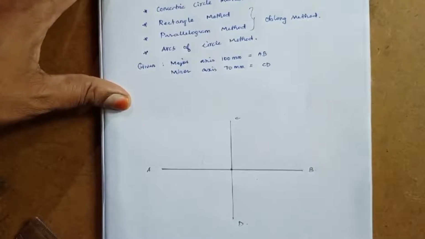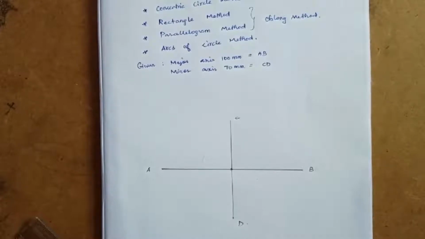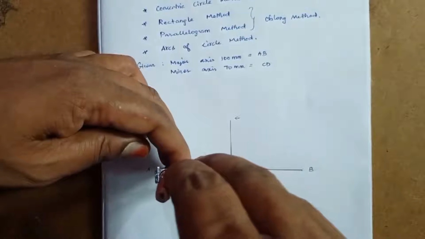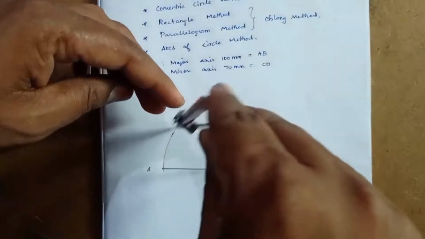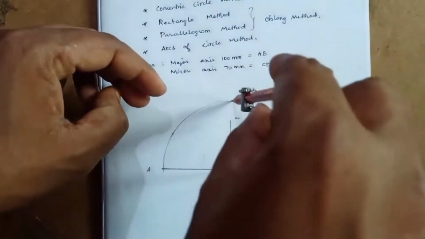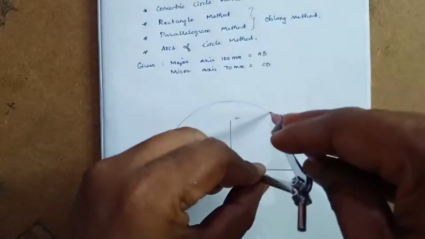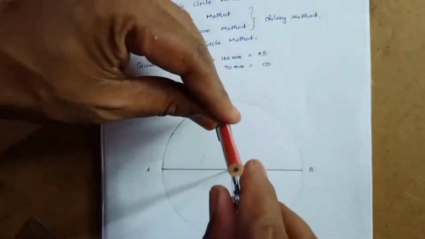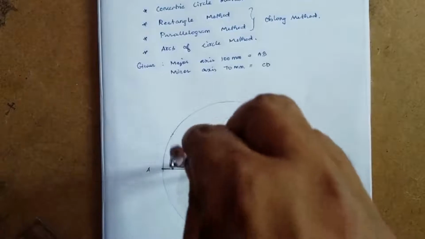Now let us draw the circle, because they asked us to draw the ellipse by the concentric circle method. What do you mean by concentric circles? Many circles having a common center are called concentric circles. Place the compass at the center point, take the radius of the major axis and draw the circle to the given dimension. Similarly, go to the minor axis and draw the inner circle.